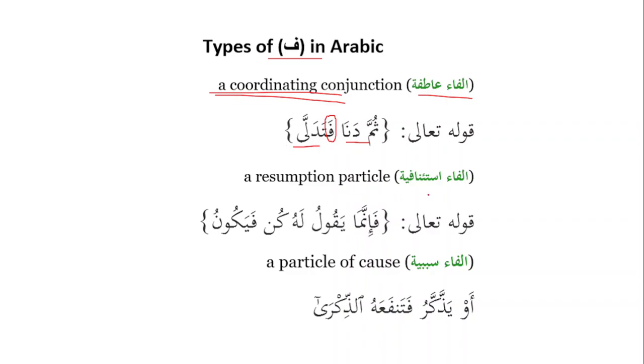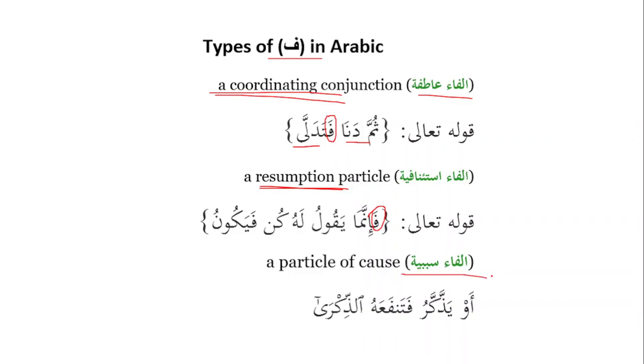Then we have alfa istinafiya, resumption particle. It is basically used, and you have seen many examples in the Quran, that it normally comes in the beginning of the verse of the Quran. And the meaning of istinafiya means to resume something. So فَإِنَّمَا يَقُولُ لَهُ كُن فَيَكُونُ. So whenever you see fa in the beginning of the verse of the Quran, most of the times it will be fa'ul istinafiya.